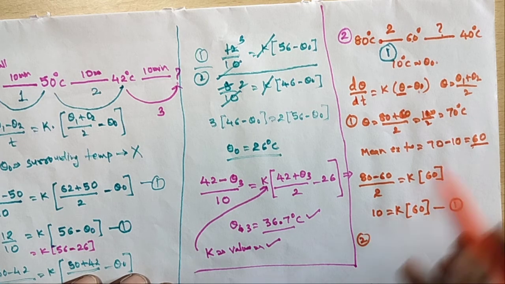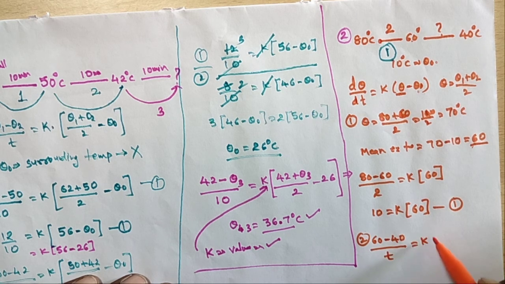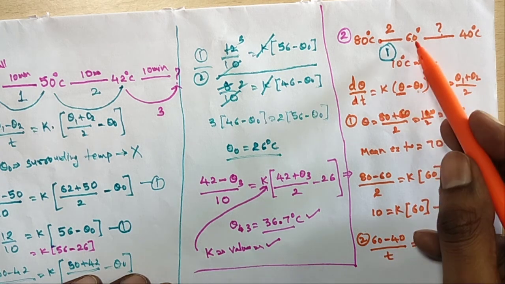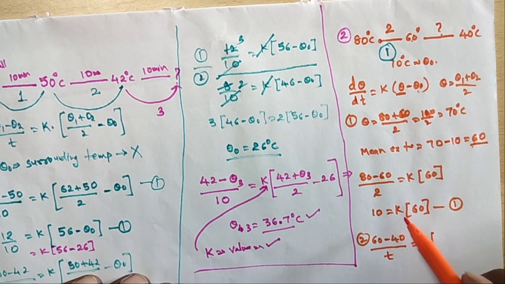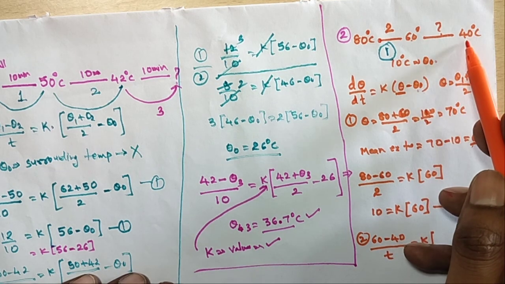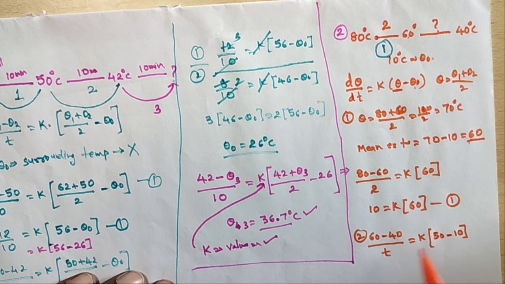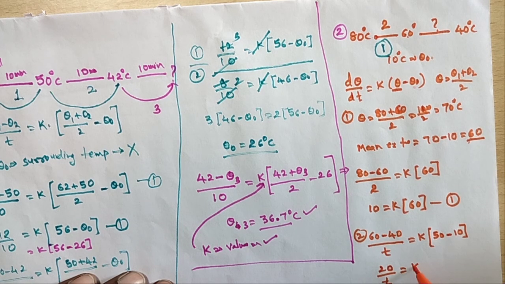And this is the second case, 60 to 40, same: (60 minus 40) by how many minutes? I don't know, that is t minutes, is equal to k into theta. We know that theta is equal to the average, (theta 1 plus theta 2) by 2. 60 plus 40, 100 by 2, 50. 50 minus 10 is 40. So (60 minus 40), 20 by t is equal to k into 40. This is equation number 2.